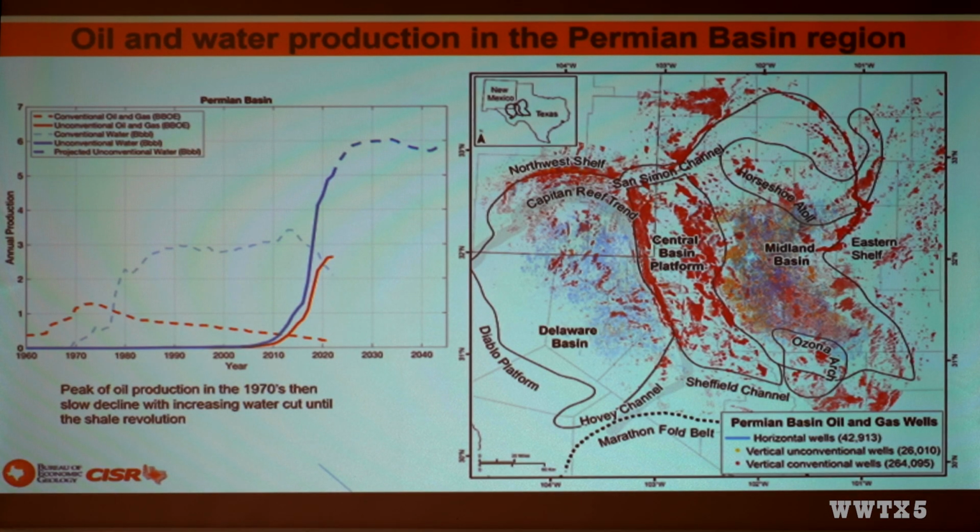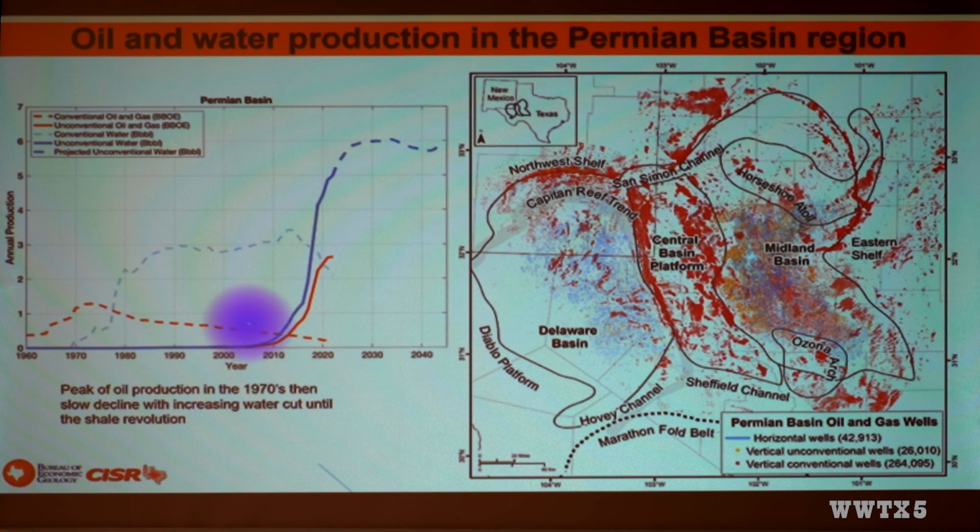So here, the plot on the left shows the production from conventional wells versus unconventional wells. So you can see it's extremely, starting from the 60s. So here is the production from the Permian Basin, at that time peaking in the 70s and then going slowly down. At the same time, the amount of water being produced increases, as also mentioned by Ron.